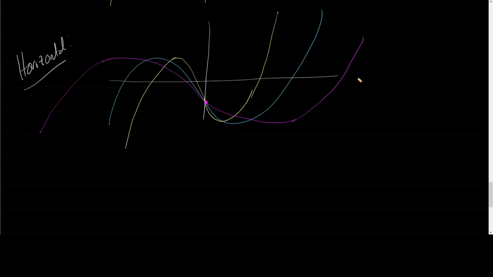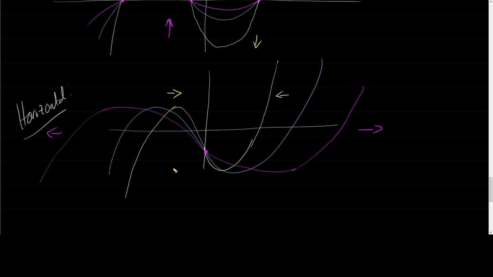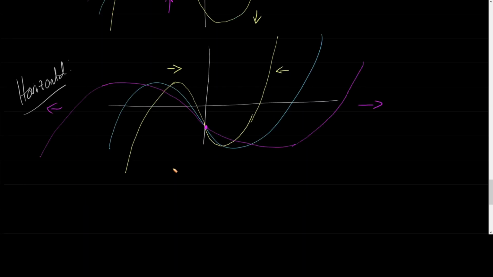Here in purple things were stretched outwards, in yellow things were shrunk inwards. Similarly, for the vertical one, yellow was stretched upwards and downwards, whereas the purple was shrunk upwards and downwards in the opposite way. So those are the stretches.